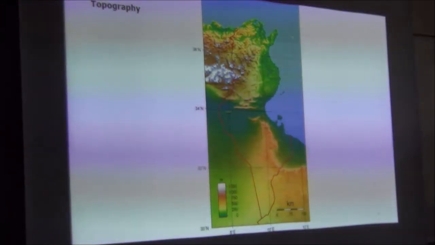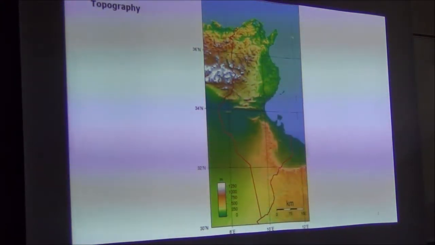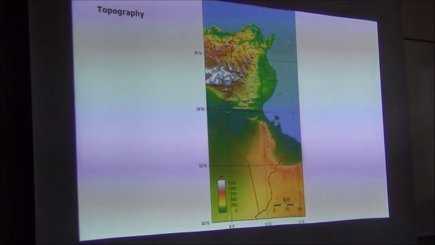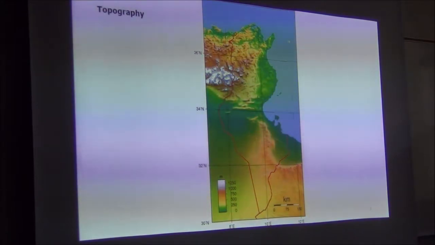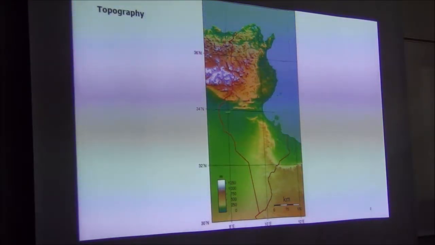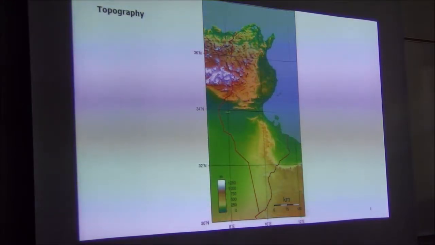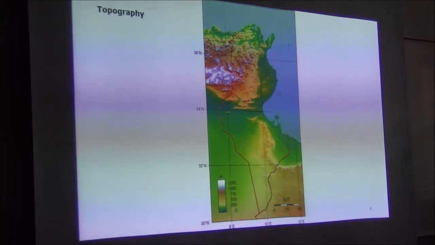The topography of the country is considered not high. The average altitude is about 700 meters. The high mountains are located in the west part of the country, close to the Algerian border. And close to the sea, we have a very low plain.